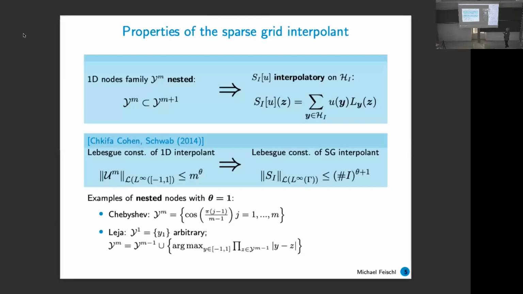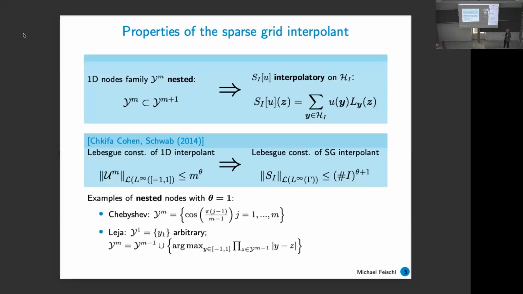Okay, so if we have that, what are the properties of our sparse grid interpolant? First, if our node families, so for example, think of the Chebyshev nodes, are nested in 1D, the resulting sparse grid interpolant is interpolatory, right? So we need the nestedness. So this would be the node family of degree M, or let's say of level M, and of level M plus one, the degree can differ from the M as we will see in a second. So we have the interpolation property, and the second important property is the Lebesgue constant.